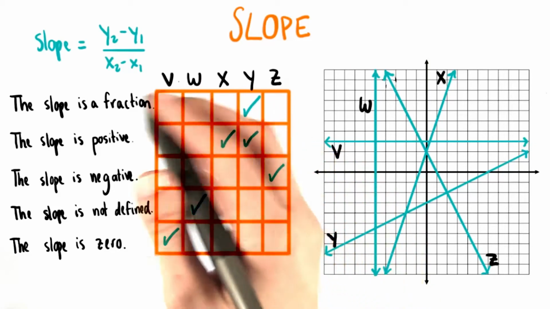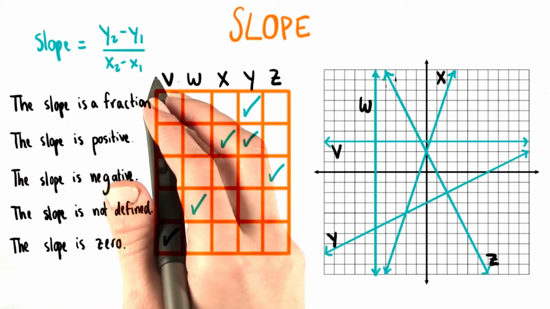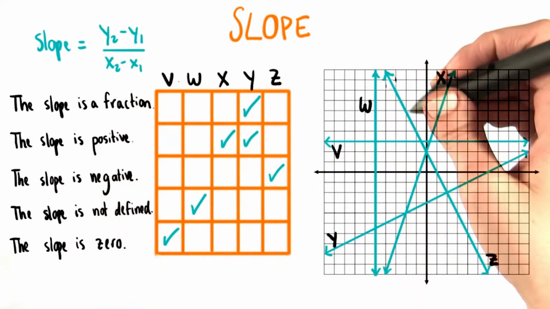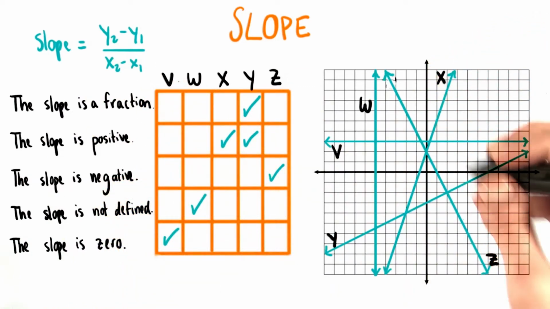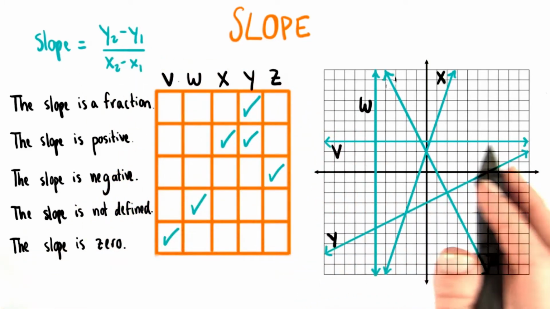But before I elaborate on any of these answers in our grid, let's remember what the general formula for slope is. We can find 2 points along any of these lines, and then compare them using this formula to find the slope. The first line, v, is a really interesting case.